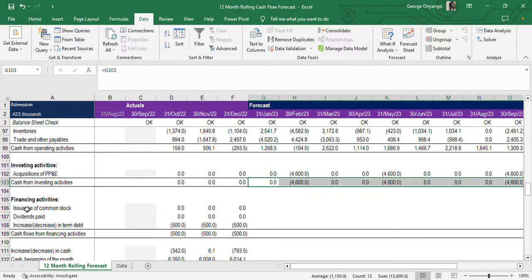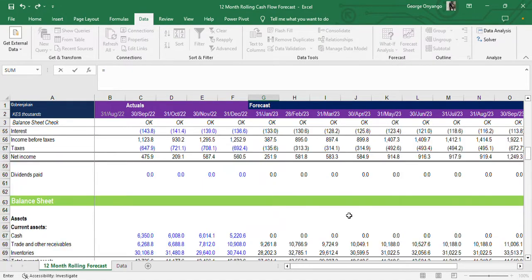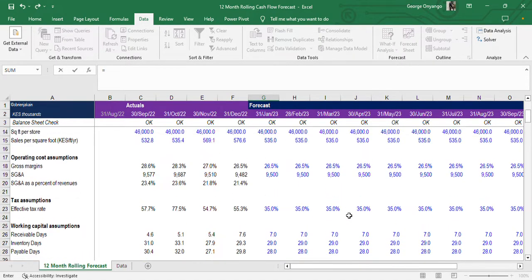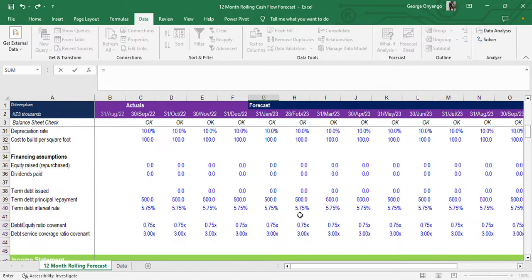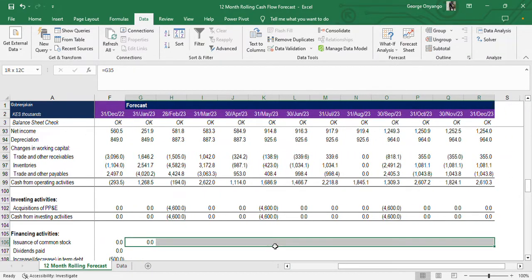Then financing activity. Did they issue any common stock? That one we can get from our assumptions. They did not issue. There we fill that right.